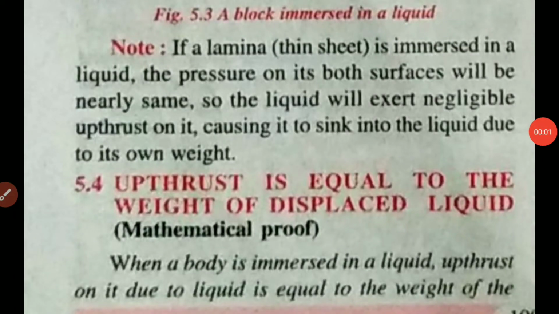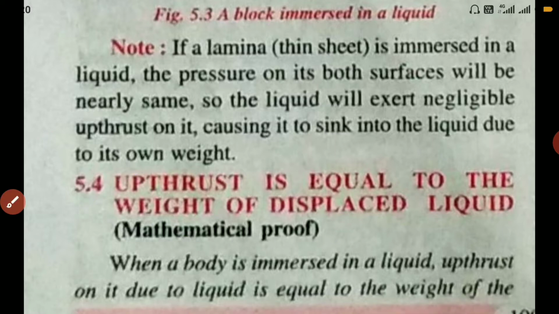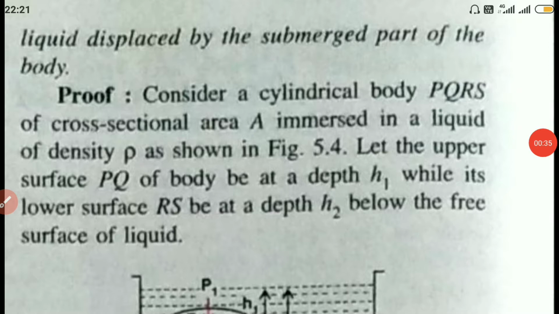This video is for class 9 physics and today's topic is upthrust is equal to the weight of the displaced liquid. So today we are doing some mathematical proof, right? And we are proving that upthrust, whatever we have studied, is equal to the weight of the displaced liquid. When a body is immersed in a liquid, upthrust on it due to the liquid is equal to the weight of the liquid displaced by the submerged part of the body.